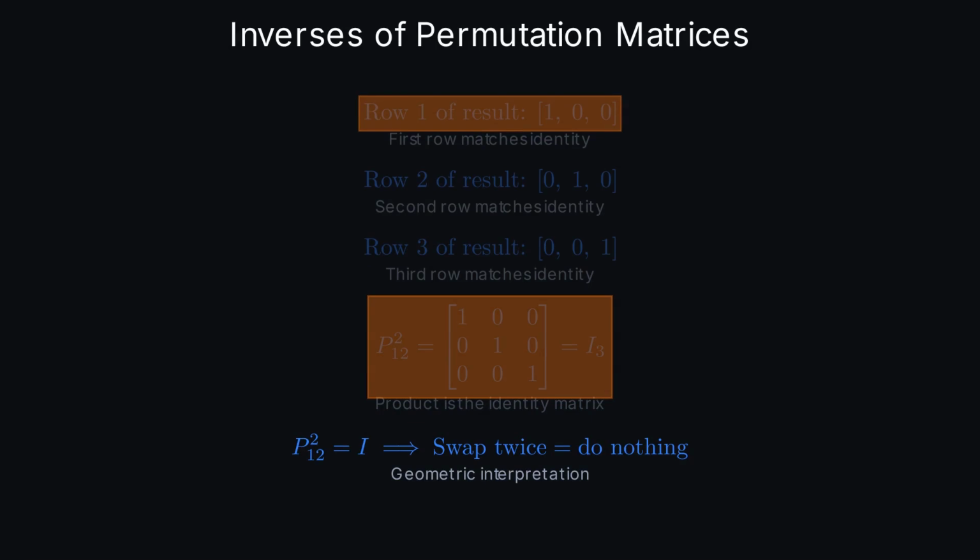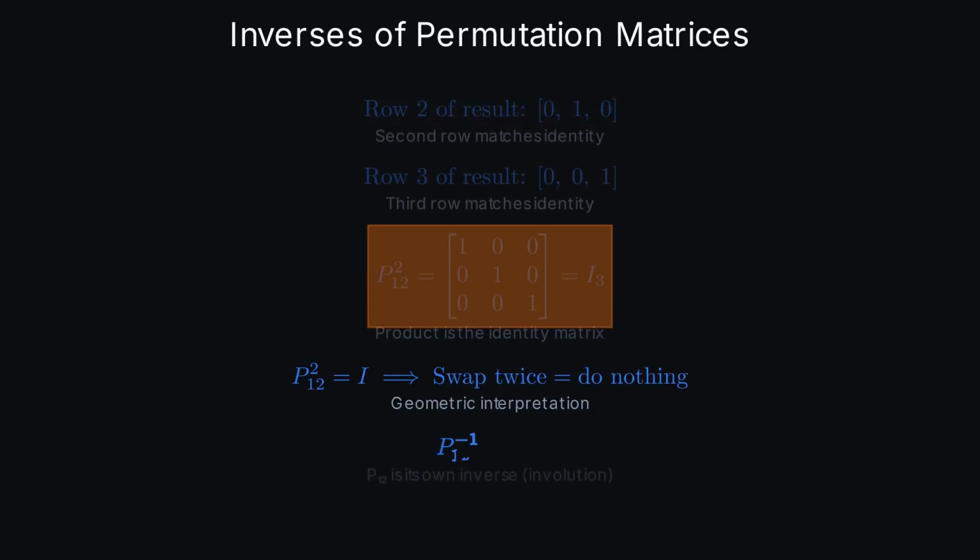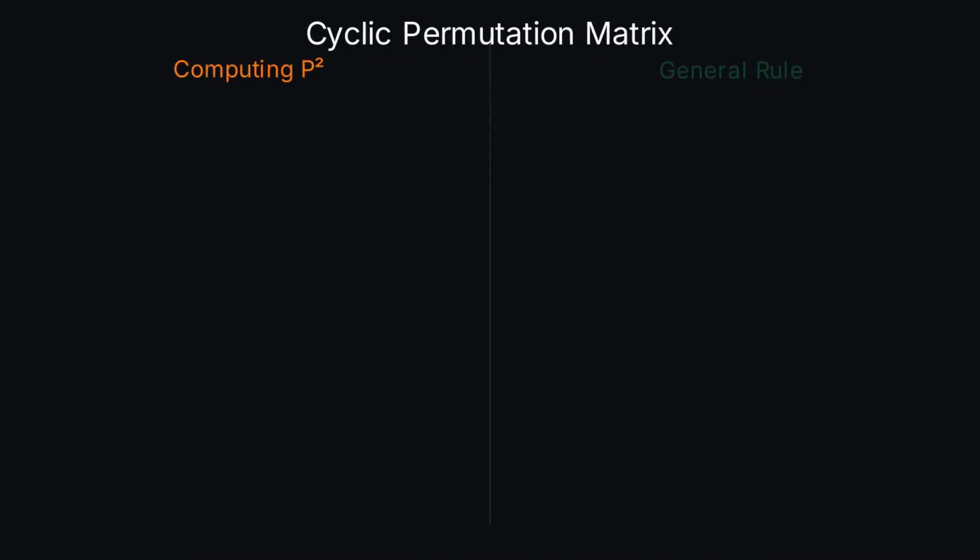If you swap rows 1 and 2 and then swap them again, you're back to where you started. Right? This means P12 is its own inverse. But not every permutation matrix is its own inverse.